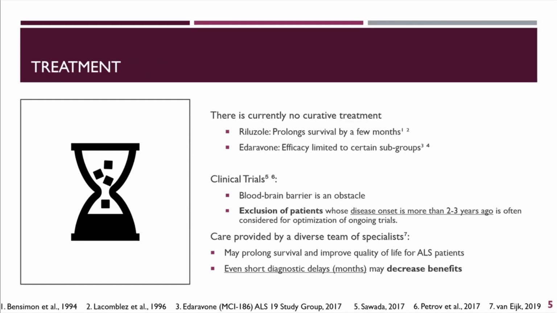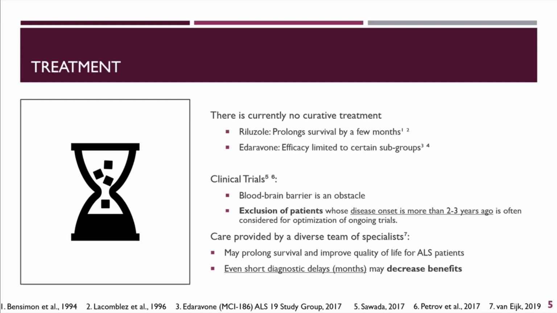There's many clinical trials going on, but unfortunately, the blood-brain barrier, which kind of divides the blood from the brain, is a big obstacle for having success in these trials. Another one, and probably more important to the patients, is unfortunately a lot are excluded if their disease onset has been more than 2 to 3 years ago, as this is often used to optimize ongoing trials. So a lot are excluded if they can't be diagnosed quick enough.